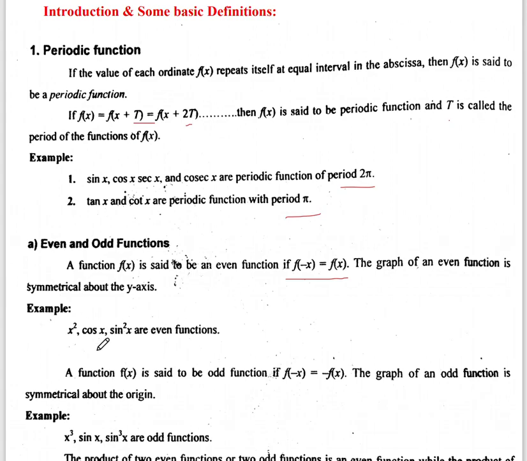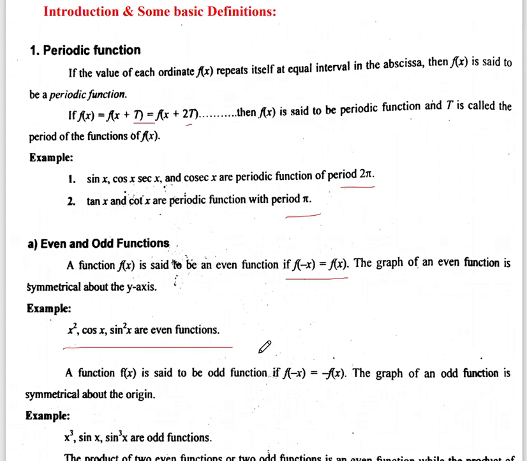For example, x square, cos x and sin square x are even functions. If you solve, putting minus x in place of x, you will get x square, cos x and sin square x again. So these are examples of even functions.